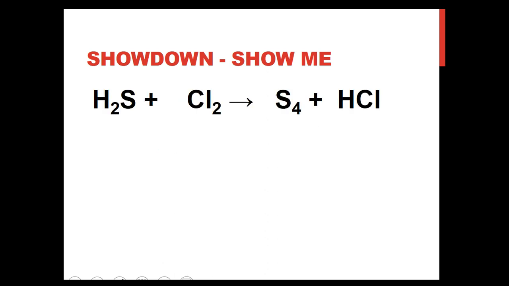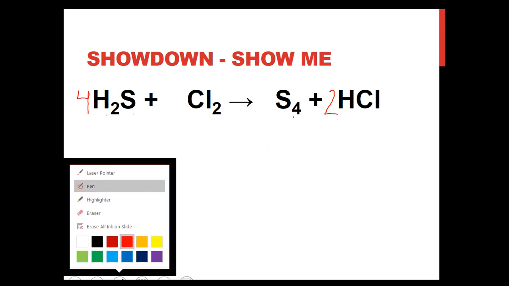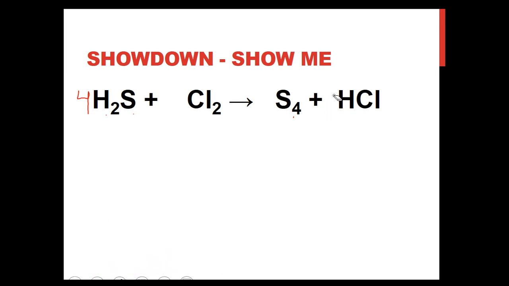Let's try another one without doing the tallies. So I have two H's here and one H here. So I'm going to put a 2 there, so now my H's are good. I have one S here and four S's there. I need to have 4, so I'm going to have to go back here. If I put a 4 here, I need to then get back to my H's. So I have my 4 S's that I need, so my S's are good, but now I have 8 H's. 4 times 2 is 8, so I'm going to put an 8 here. Now my H's and my S's are good.